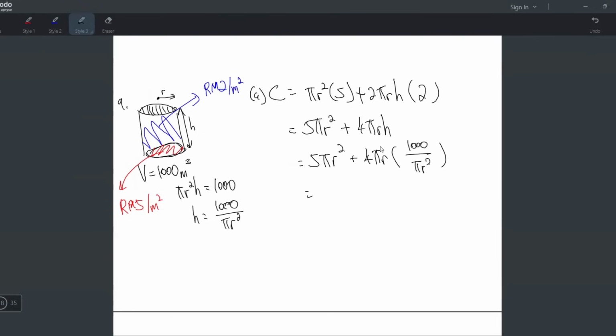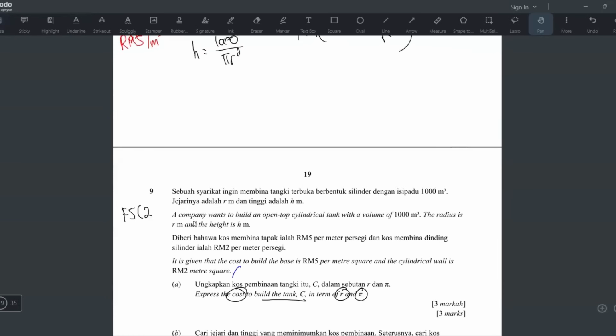Okay, this one can cut. Pi with pi can cut. R and the r square, so the r square is left with just one r. So the answer is 5 pi r square plus 4 times 1000 is 4000, and then over just r here. So that's the answer. Okay, this one is cost, right? So I think it's better I write the RM like that. RM bracket like this. Okay, that's the answer.